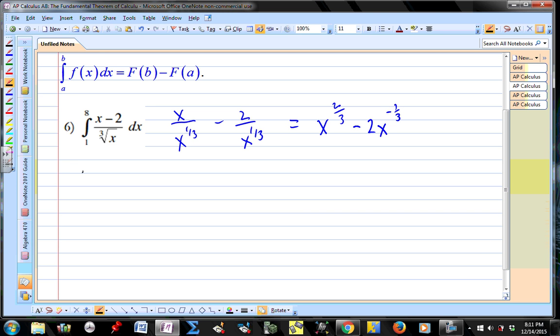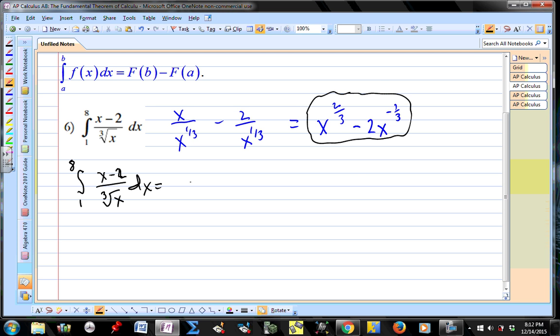We can say that the integral from 1 to 8 of the quantity x minus 2, let me clean it up, over the cubed root of x is going to be this. Let's integrate this guy now.